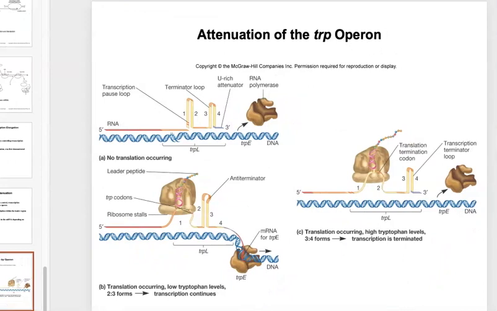And so you can kind of follow this diagram. It's basically just paraphrasing everything. I just paraphrased everything in that image, that movie rather, right on up to 3-4 forming. Again, there's no pause here. Tryptophan levels are high, no pause, 3-4 forms. That's the terminator loop, and it forms and kicks this guy off, so you don't get TRP. Conversely, the 2-3 forms here, the so-called anti-terminator loop, because this guy's stalled. So anyway, that's the overview of the attenuation process.